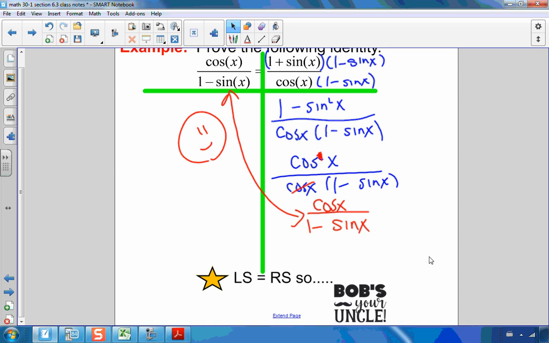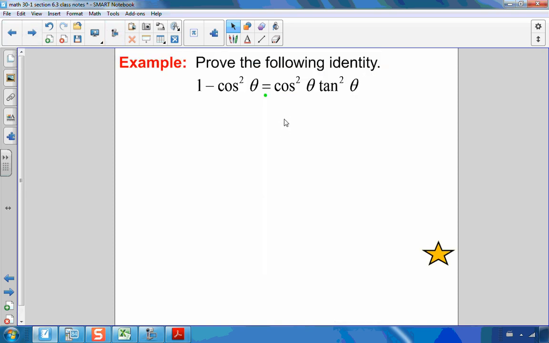So this should give you some comfort that there's not just one way of doing it. Okay? So it's whatever way you want to do it. Okay, let's try another one here. So for this one here, 1 minus cos squared equals cos squared times tan squared. So big line down there, and let's see what we do.